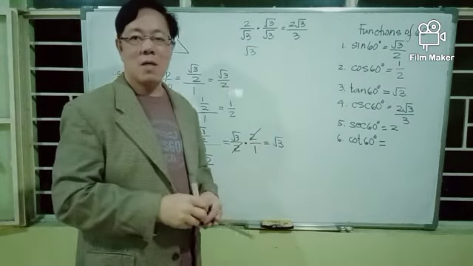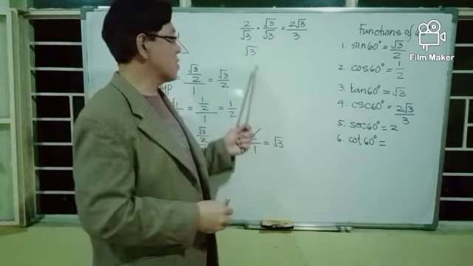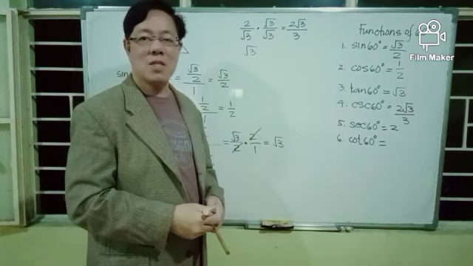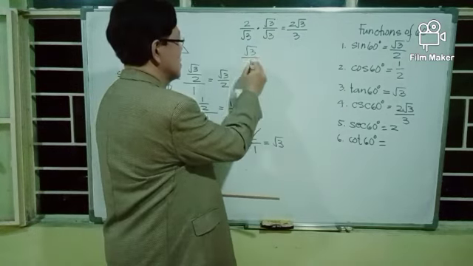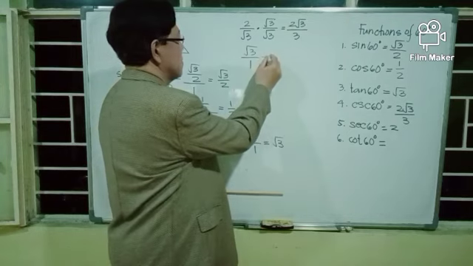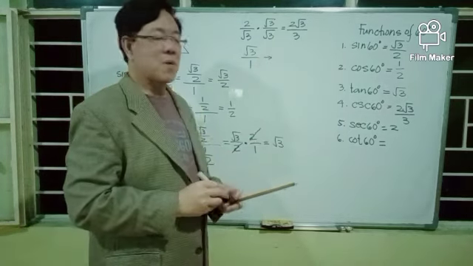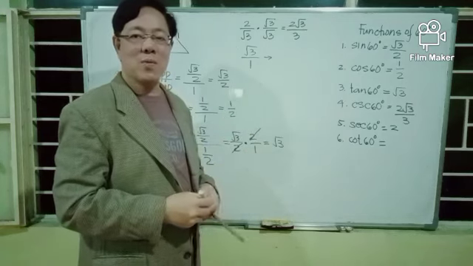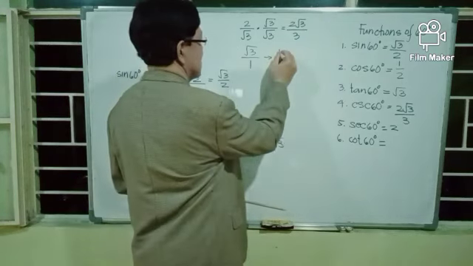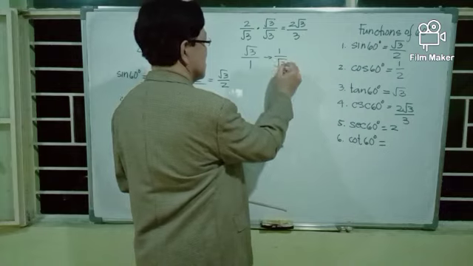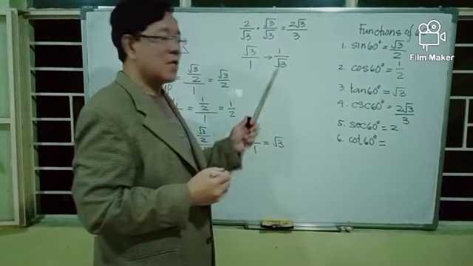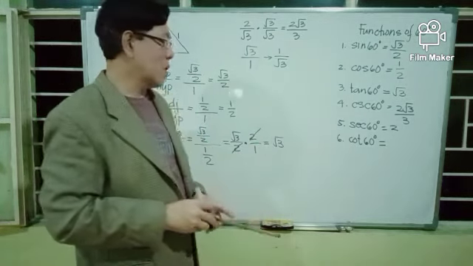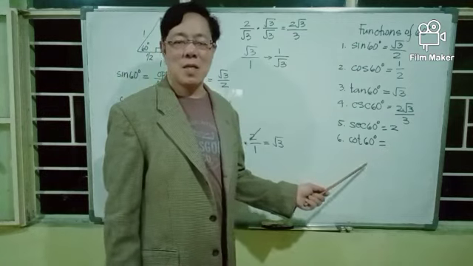If you write the denominator of square root of 3, its denominator is 1. And the reciprocal of square root of 3, or square root of 3 over 1, is 1 over square root of 3. One over square root of 3 is the value of cotangent of 60 degrees.